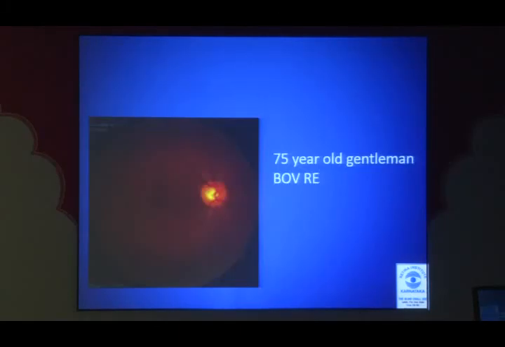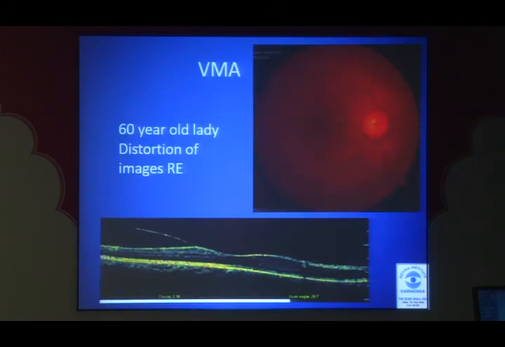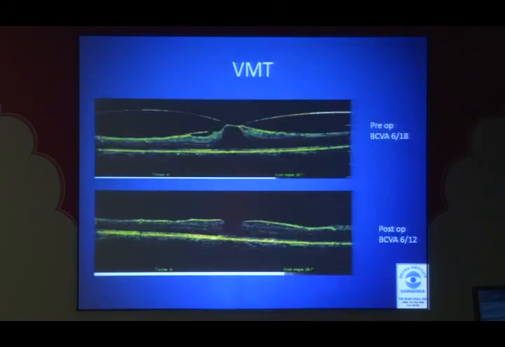74-year-old gentleman, he complained of mild defective vision in the right eye. The foveal reflex is lost. I'm sorry for the quality of photograph. It is often difficult to reproduce what photographs we get in the hospital with the presentations. And you see the subtle elevation of the fovea with the attached vitreous face, vitreomacular traction.